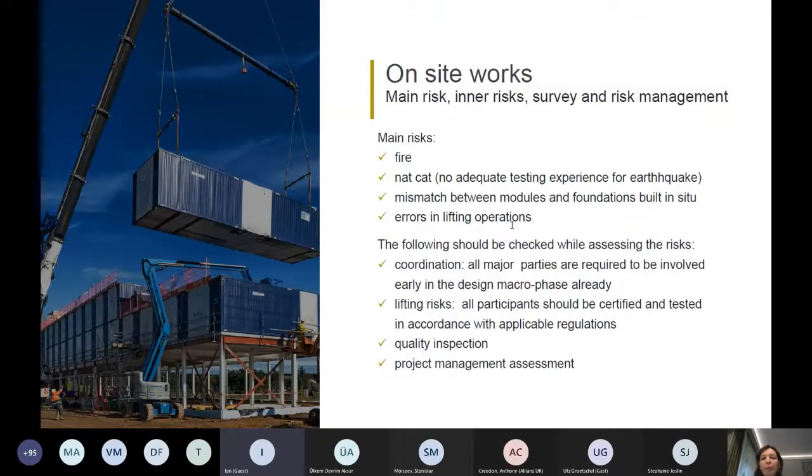And again, in modular construction, one of the main operations is lifting. So it is very important that all the participants should be certified and tested in accordance with the applicable regulations. Again, it's coming back to fire losses and fire risks. Not all country regulations are adapted for modular construction, and not all of them underline the importance of the absence of gaps between the modules, and not all of them underline this risk.